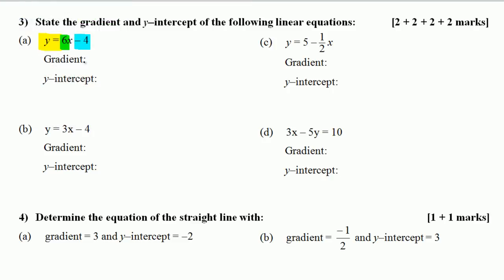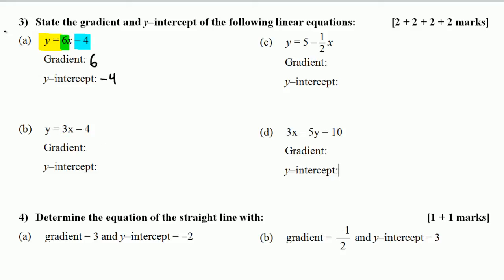So the gradient is always just a number that's multiplying x. So it's the number that's before x. So the gradient in this case, because it's a 6, it's just 6. Alright, and the y-intercept is the number that's not multiplying x. It's the other number. So in this case, it's minus 4. Now make sure you include the sign. So you include that minus. So it's minus 4.